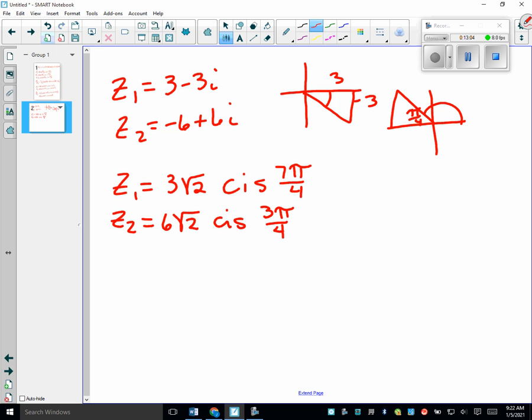So, when we multiply Z1 times Z2, I ignore where they're in rectangular form and only use the polar form, right? So what is r1 times r2? What's 3 radical 2 times 6 radical 2? 36. So it is 36 cis. Now what do I do with my angles? And what do you get?